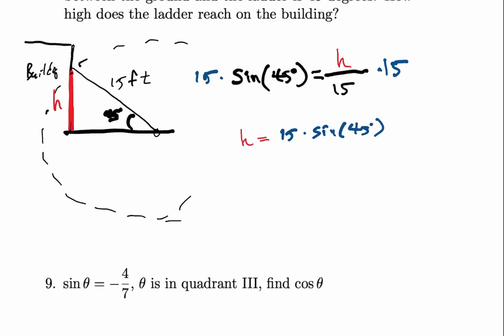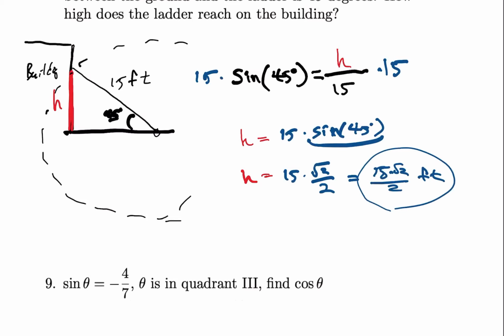Sine 45 degrees can be evaluated using the unit circle. It's something you have to be able to construct, or you can just have it memorized, whichever you prefer. We'll go over that in the last page as well. Sine 45 degrees is square root 2 over 2. So the height is 15 times square root 2 over 2 feet. Let me write it better. This is the height, right here.